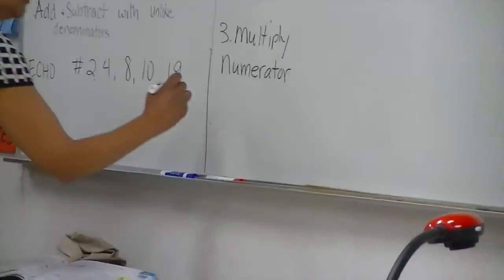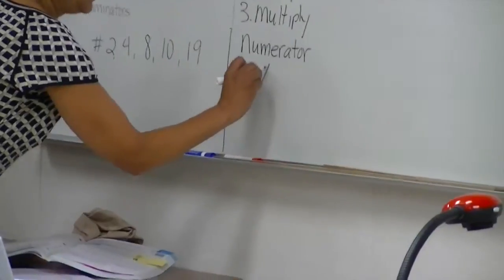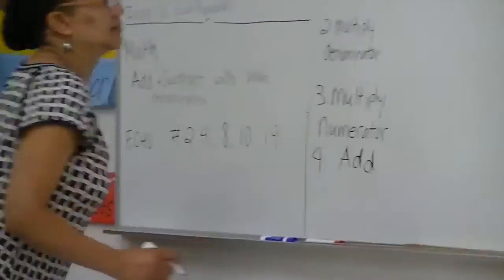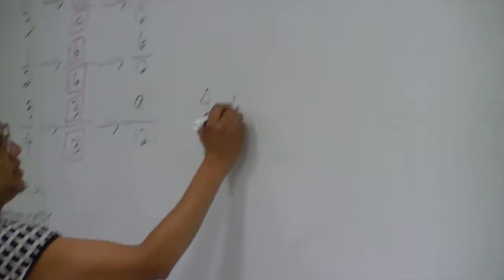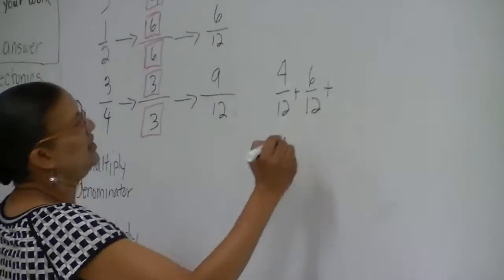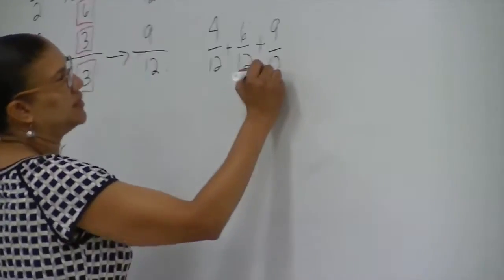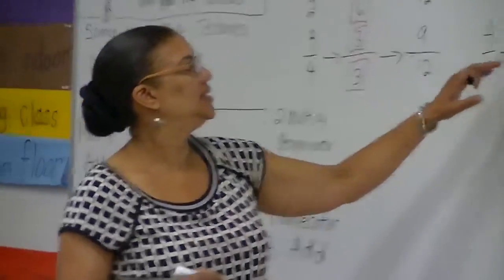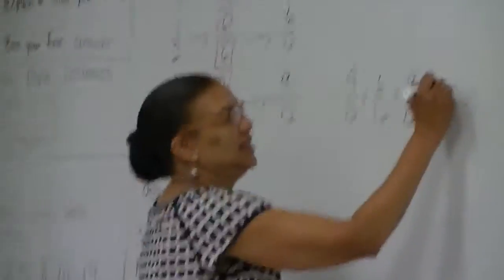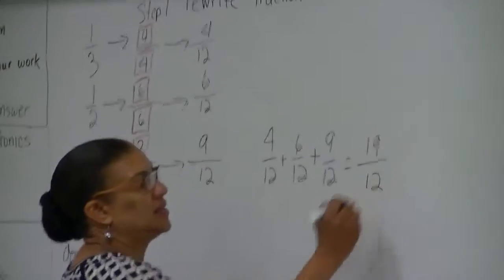So that's going to be step 4. Add. 4/12 plus 6/12 plus 9/12 equals 4 plus 6 is 10 plus 9 is 19/12.